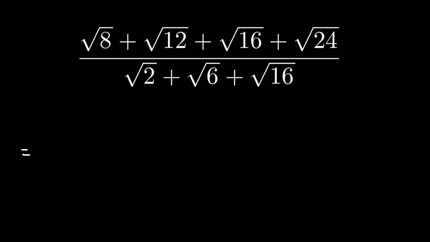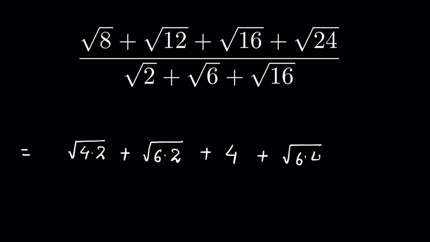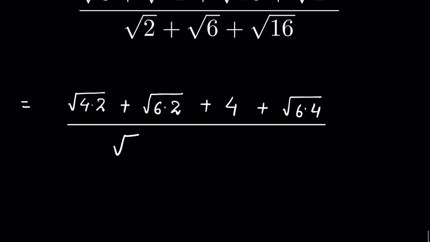Now square root of 8 is square root of 4 times 2, plus square root of 12 we can write as square root of 6 times 2, plus square root of 16 is 4, plus square root of 24 we can write as square root of 6 times 4, upon square root of 2 plus square root of 6 plus square root of 16, which is 4.